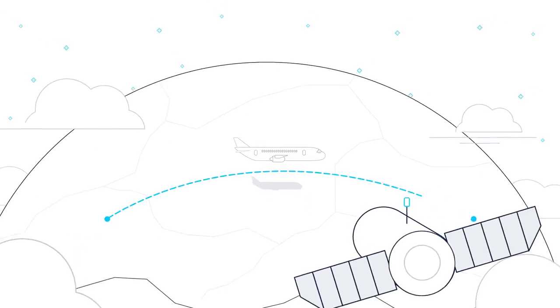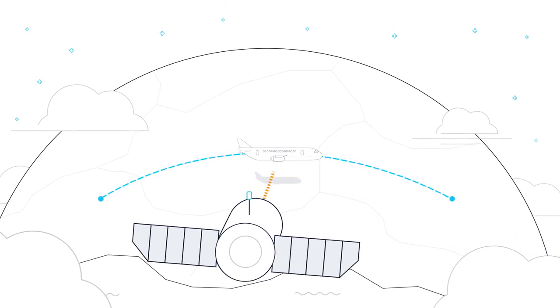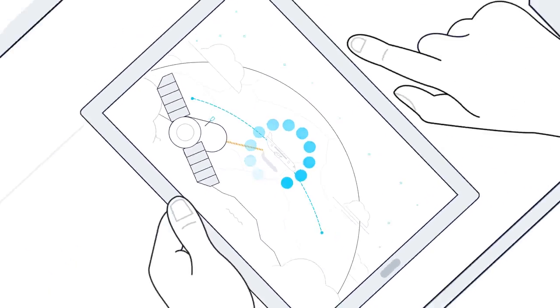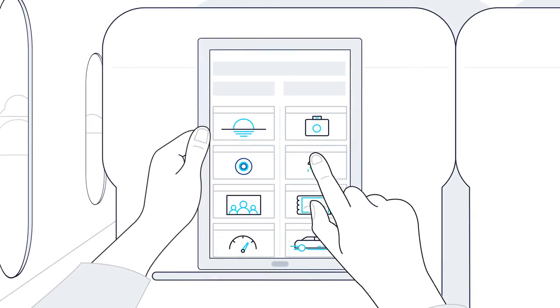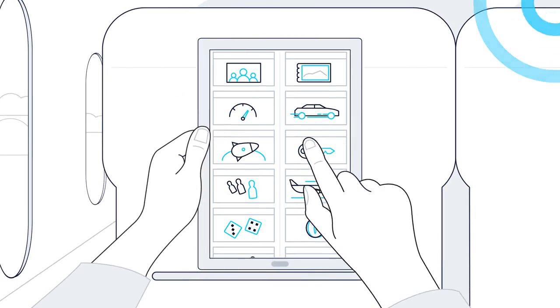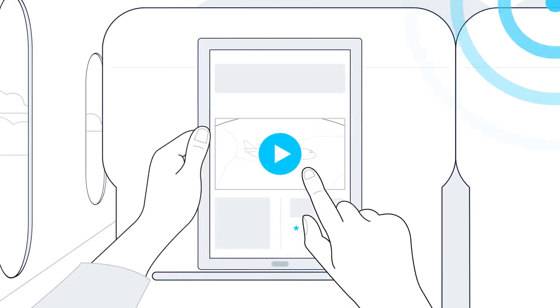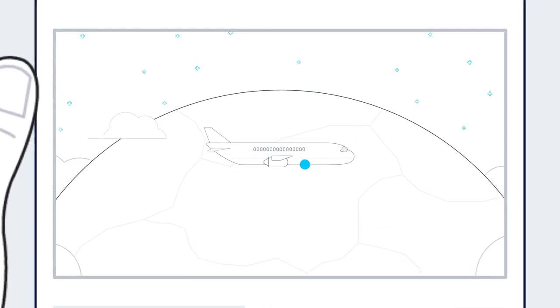Current in-flight connectivity technology is bulky, costly, and offers very limited speed and capacity. And that often means a poor and frustrating passenger experience. But with the Nokia LTE air-to-ground solution, passengers can enjoy ultra-broadband Wi-Fi connectivity just as if they were at home.